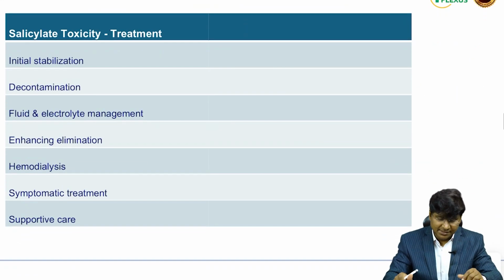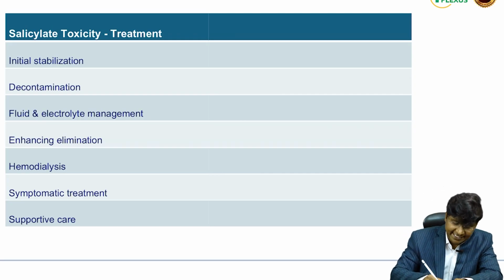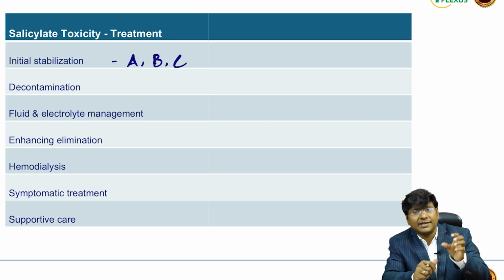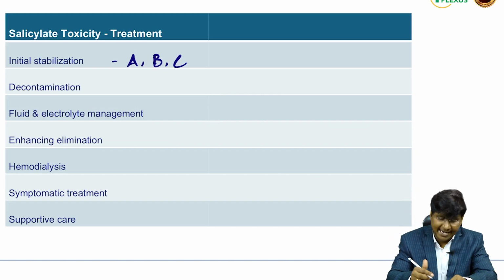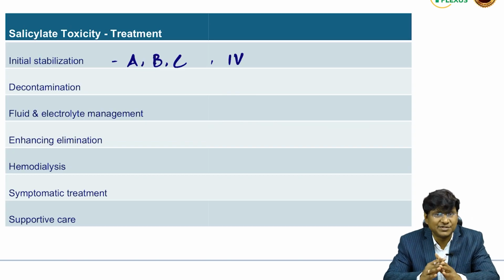Then if you take the salicylate toxicity treatment, the initial stabilization is by airway, breathing, and circulation, where you need to ensure airway protection, adequate breathing, and circulation, okay? And you need to have an IV access for fluid administration.